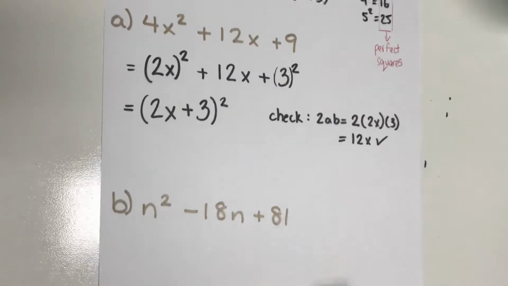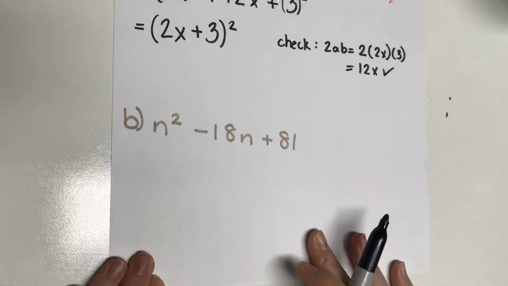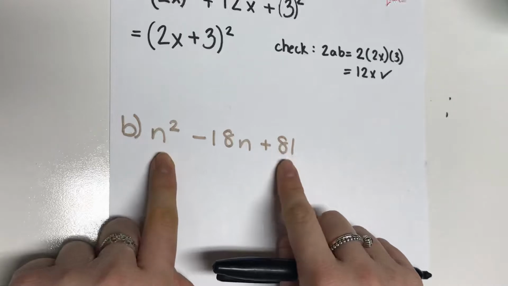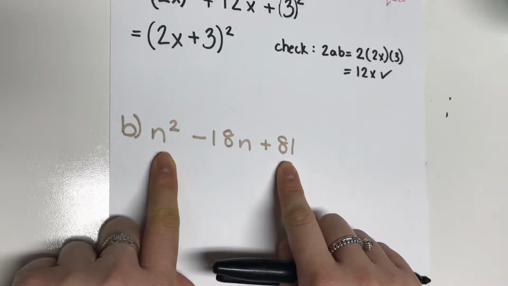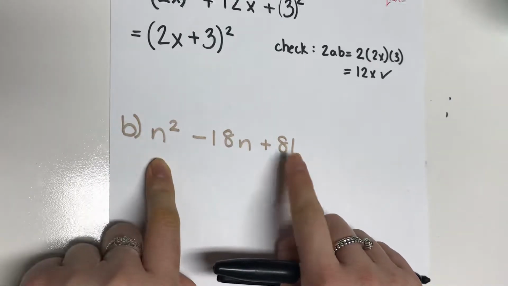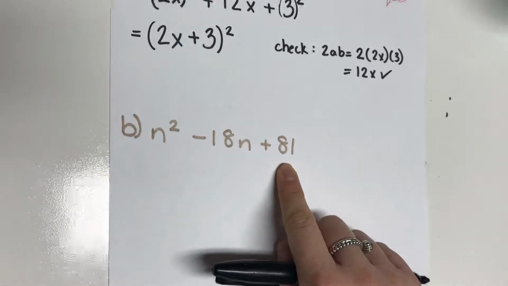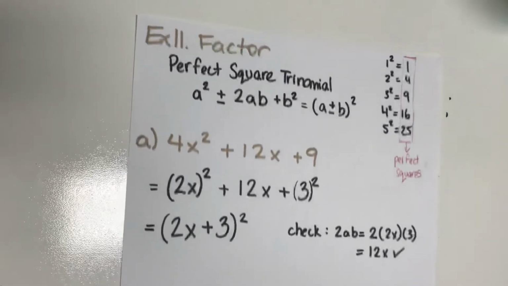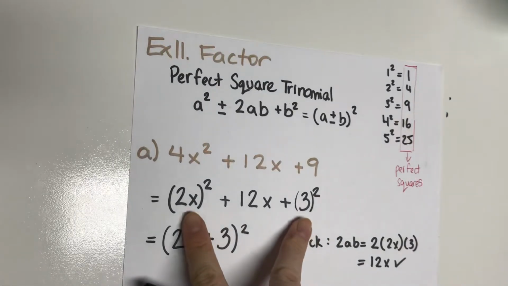Okay, let's try one more example like that. Okay, so I notice that I have two square numbers. n squared and 81 is a square number because 9 times 9 is 81. So I'm going to try to rewrite it like I did in the other example. I'm going to try to rewrite it as powers.